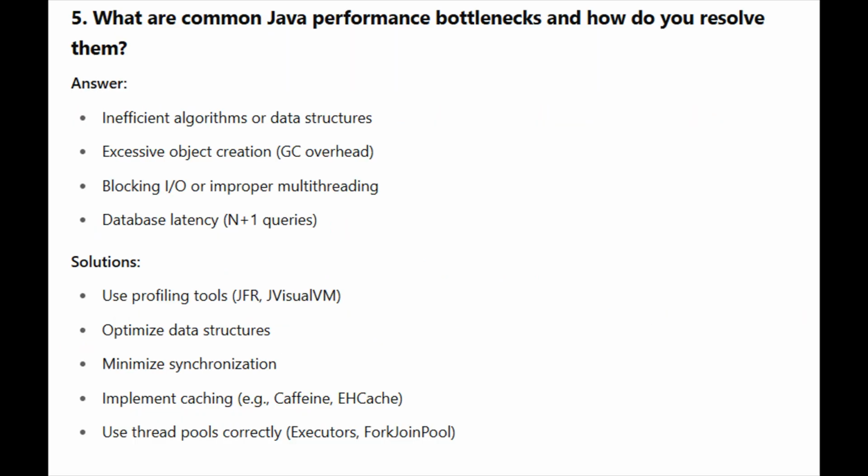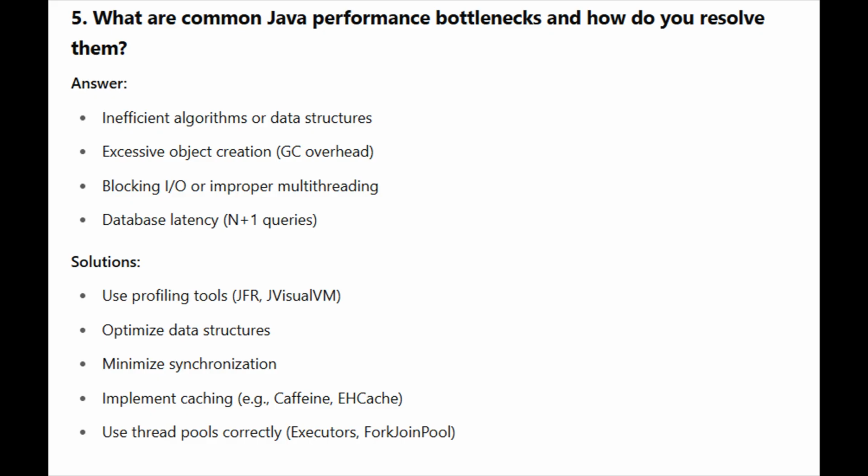5. What are common Java performance bottlenecks and how do you resolve them? Answer. Inefficient algorithms or data structures. Excessive object creation, GC overhead. Blocking I/O or improper multithreading. Database latency, N+1 queries.